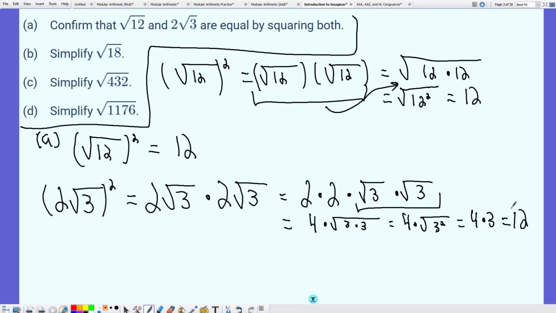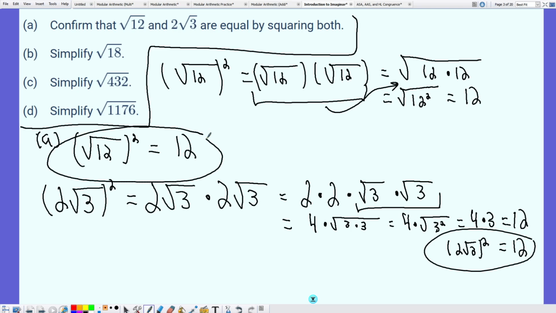So what we have just established is that 12 is equal to 2 square root of 3 squared. We've established that. That's what we just did. And we also have established that the square root of 12 squared is also that same value. So, in conclusion, and I'm going to write this in red, we have that the square root of 12 is equivalent to 2 times the square root of 3.